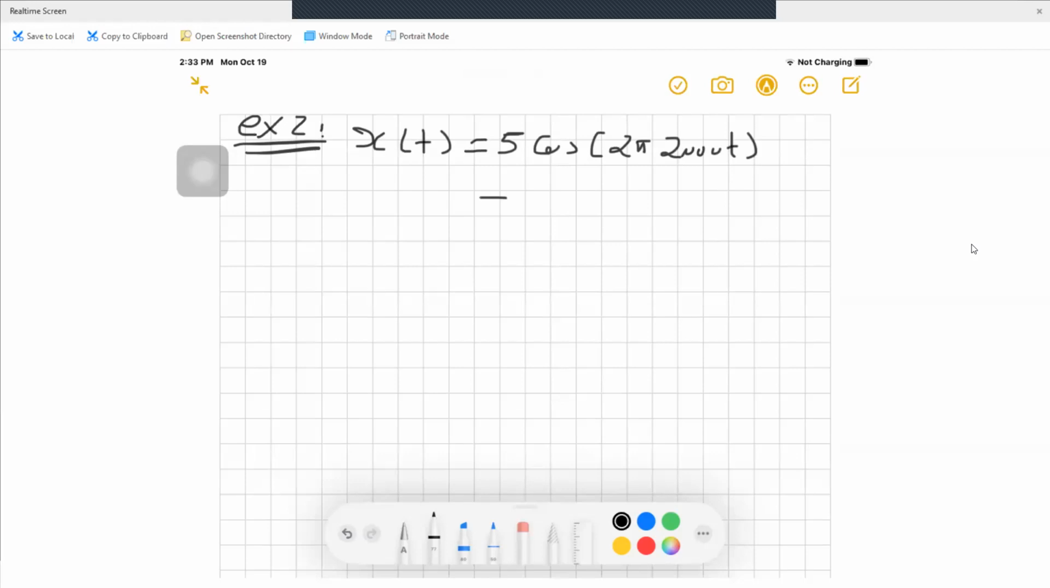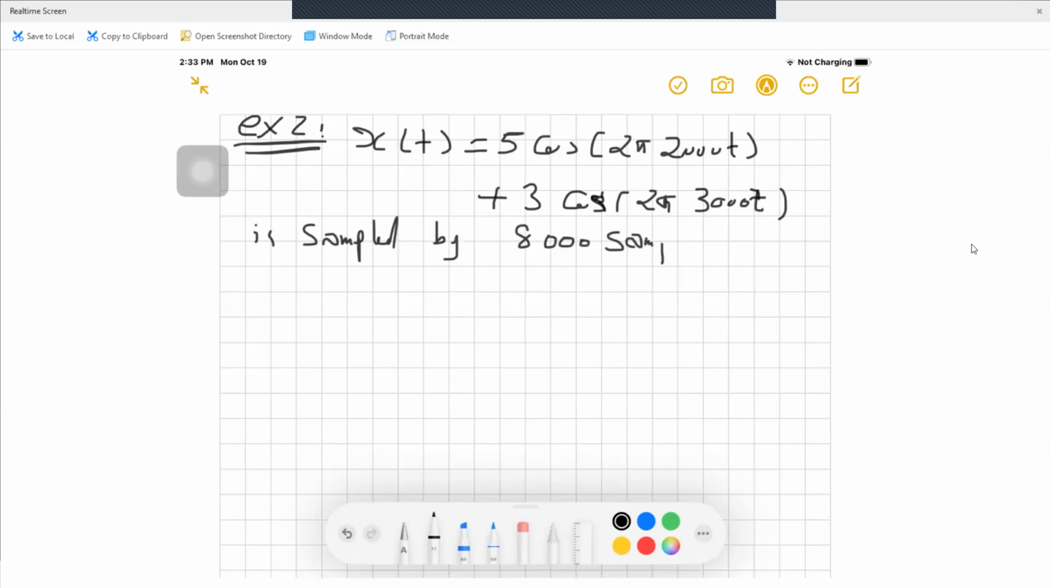plus 3 cosine 2 pi 3000 t. Again, this signal, I mean the x of t, is sampled by a sampling rate equal to 8000 samples per second. Requirement number 1, x of f.